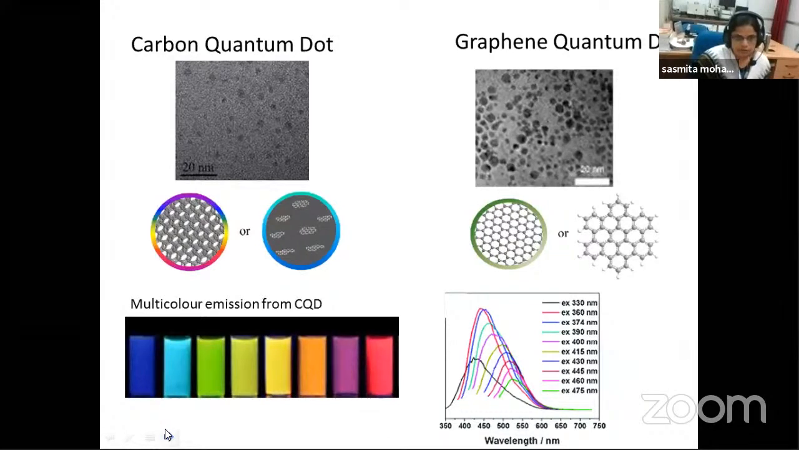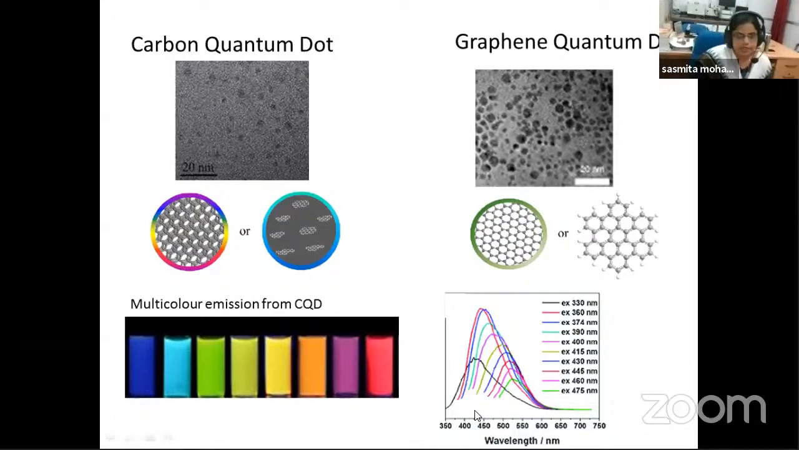A carbon quantum dot can emit multiple colors depending on the excitation wavelength. So what is the advantage of this? Suppose you want to monitor some biological phenomena like the release of the drug or interaction of the drug with the cell. Then you can tag your drug delivery system with this carbon quantum dot, and under different excitation wavelengths, you can see the movement of the particle or drug. So it is very advantageous for real-time monitoring of the therapeutic response.